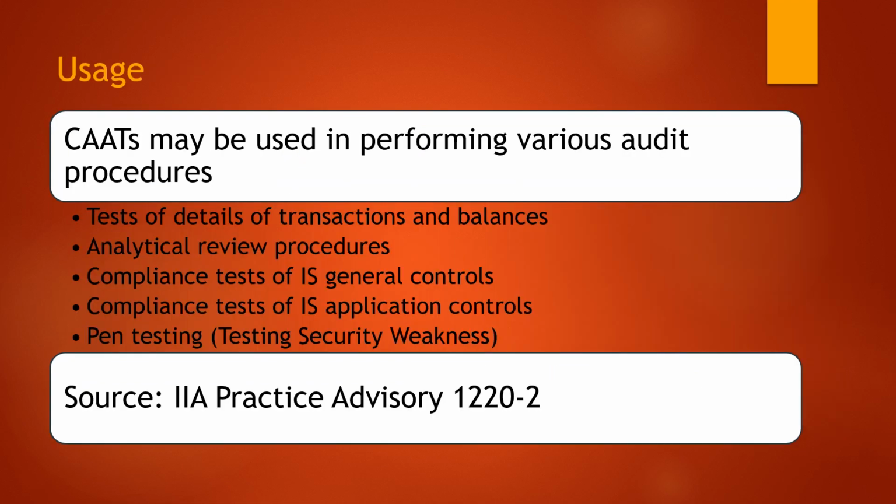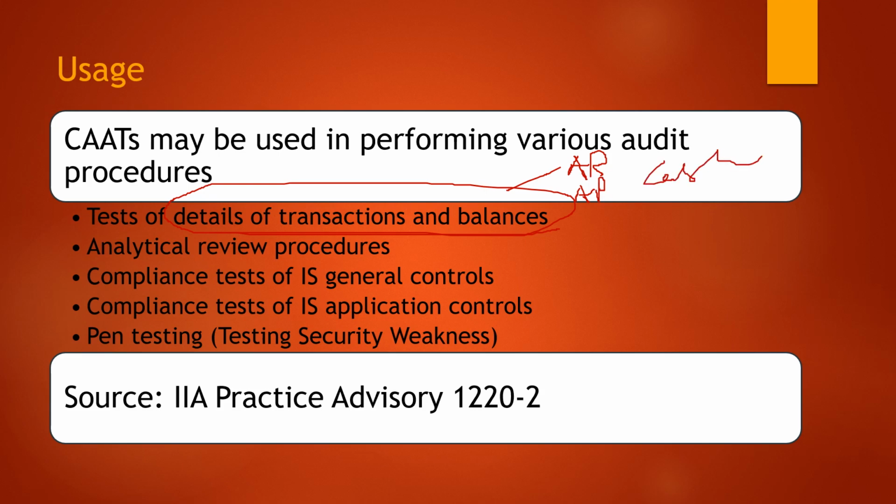Usage. CAATs may be used in performing various audit procedures, such as tests of details of transactions and balances. Check those using CAATs. Balances are usually AR, AP, and cash. In auditing cash, it can be used for balances of cash, bank statements, and bank reconciliation. For AR and AP, it is more on aging, which we can see.